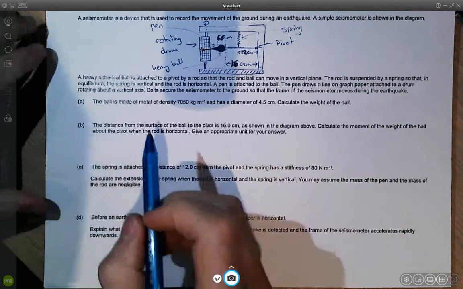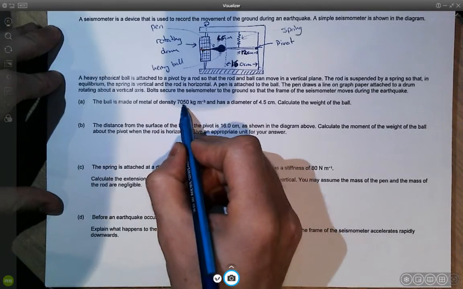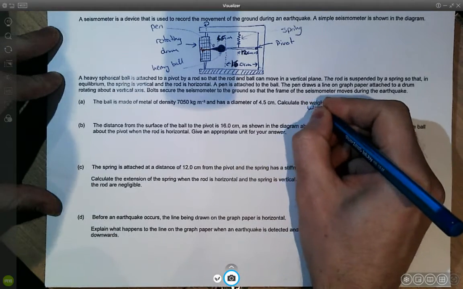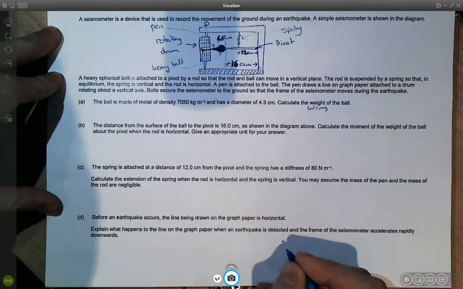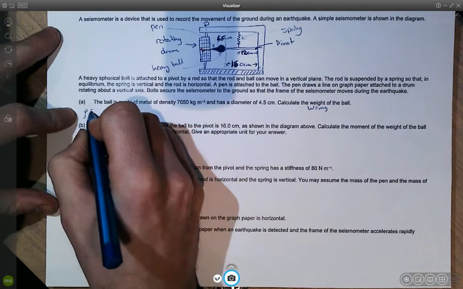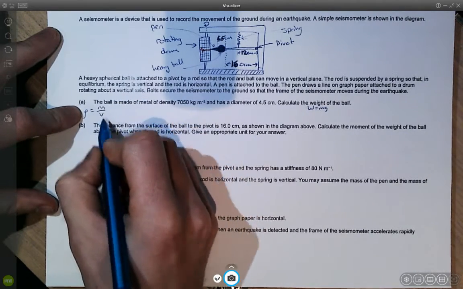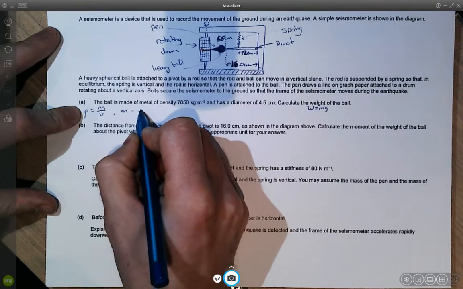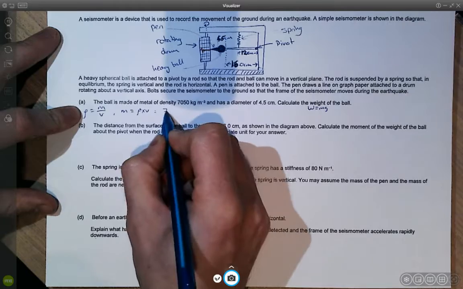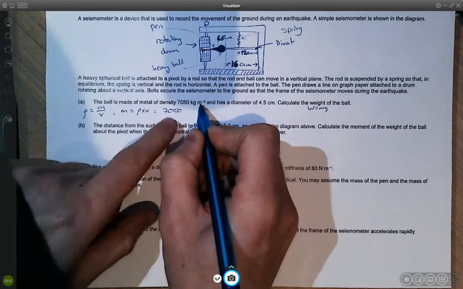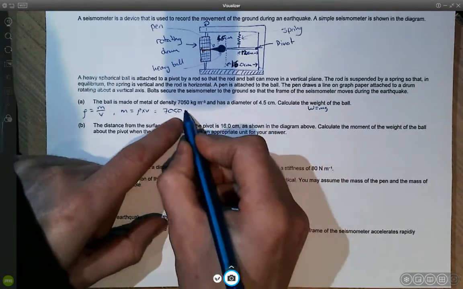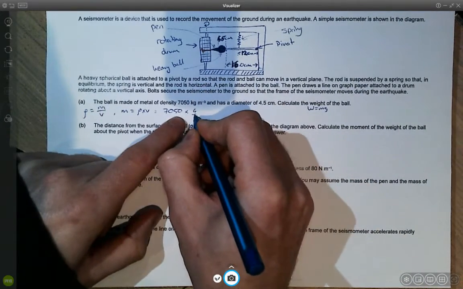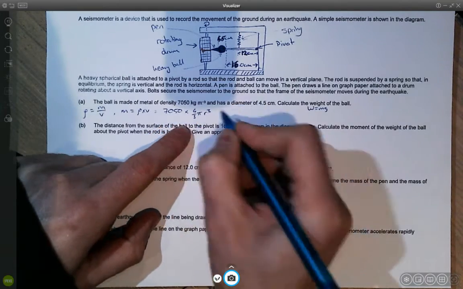Part A. The ball is made of a metal of density this, diameter this, calculate the weight of the ball. So to calculate the weight, we obviously need the mass. So we need to write down that density is mass over volume, rearrange for mass. So mass is density times volume, which is 7,050 kilograms per meter cubed times by the volume. Volume of a sphere, because it's a ball, is 4/3 pi r cubed.